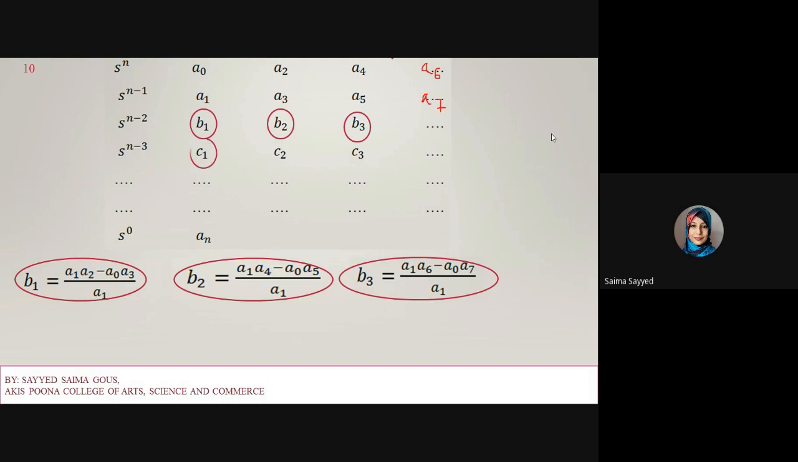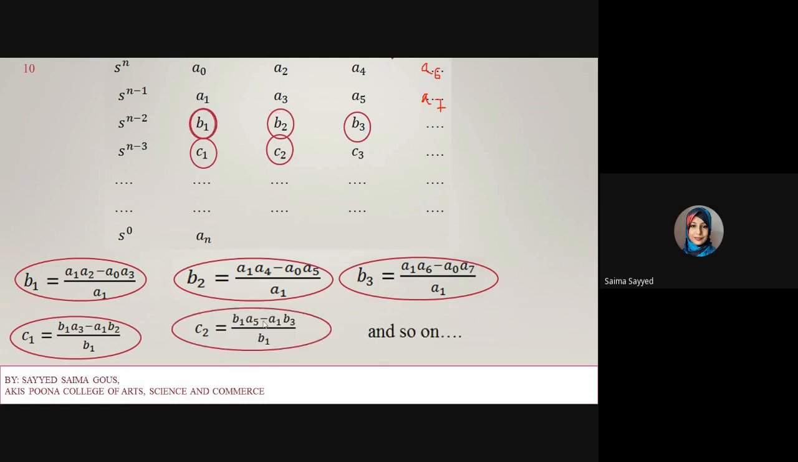Then to find out c1, the formula is b1 into a3 minus a1 into b2, divided by b1. Then to find out c2, it is b1 into a5 minus a1 into b3, whole divided by b1, and so on.